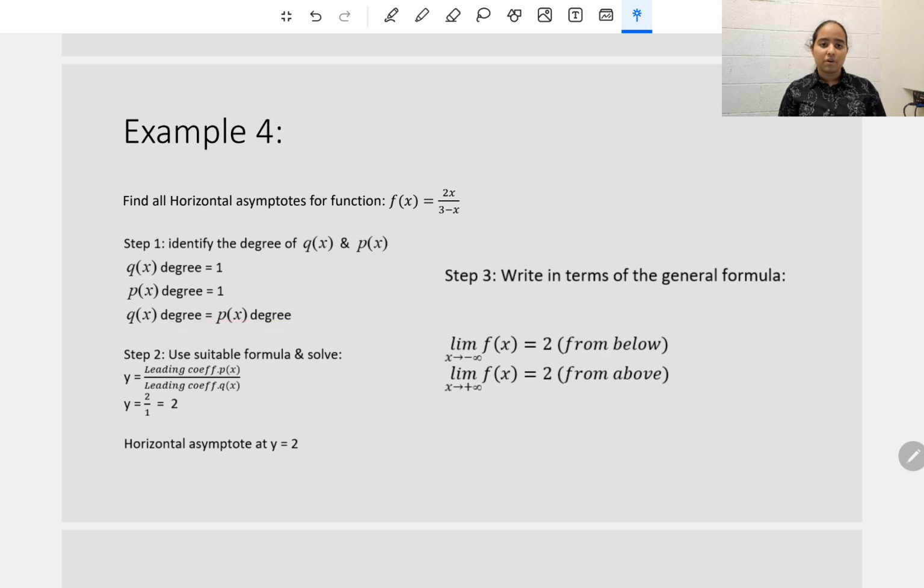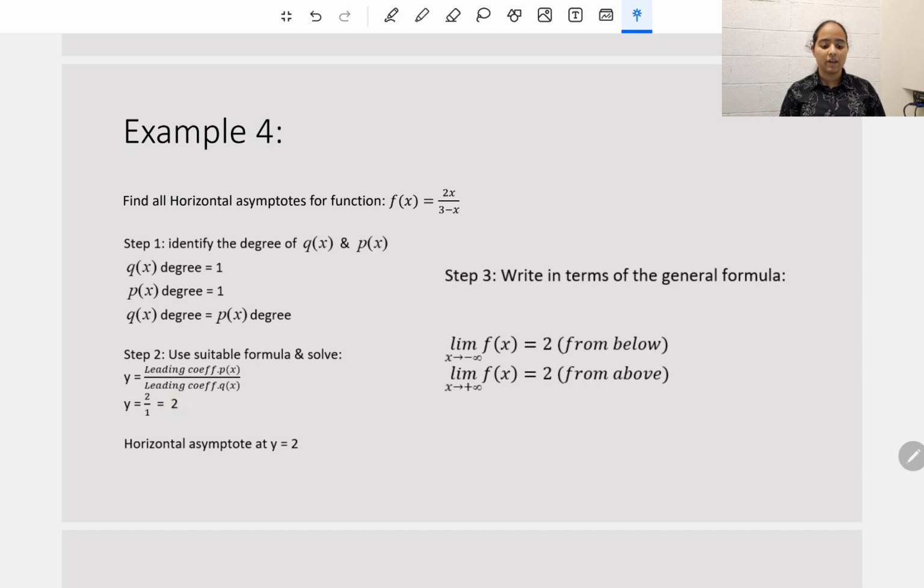Next, we use the suitable formula. As was stated before, when the degree of p of x is equal to the degree of q of x, we use the leading coefficient to determine the horizontal asymptote. Therefore, y is equal to the leading coefficient of p of x over the leading coefficient of q of x. The leading coefficient of p of x is 2 and the leading coefficient of q of x is negative 1. Therefore, the horizontal asymptote is at y equals negative 2.